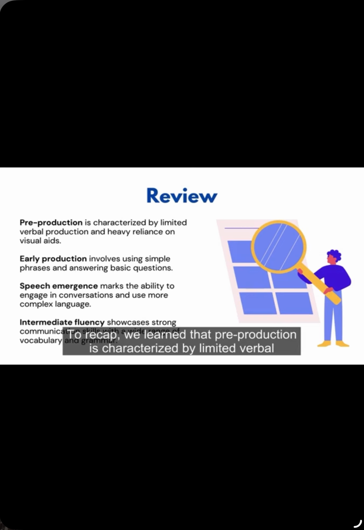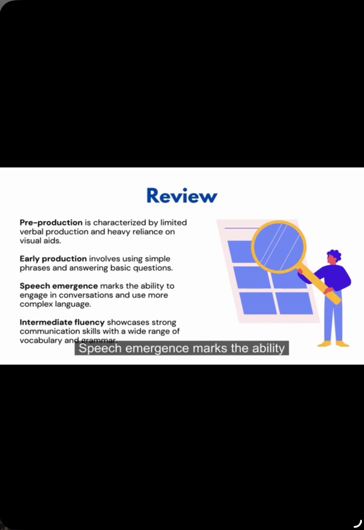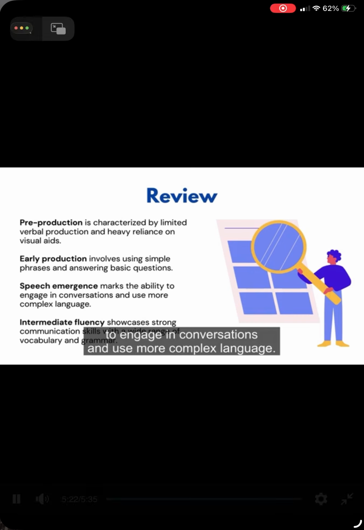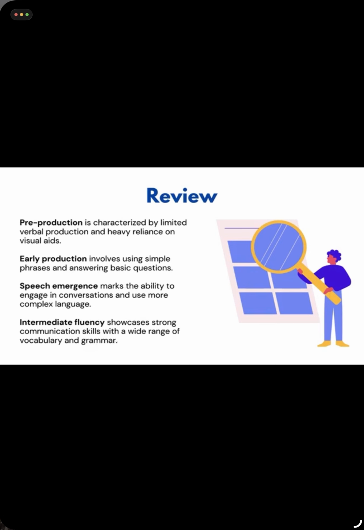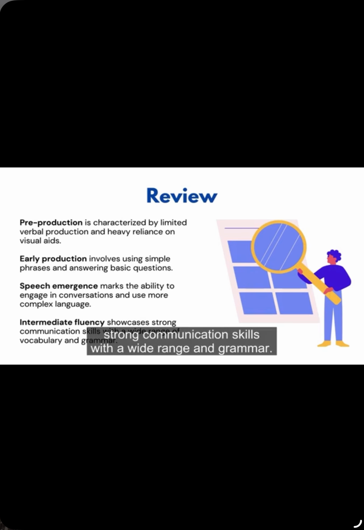To recap, we learned that pre-production is characterized by limited verbal production and heavy reliance on visual aids. Early production involves using simple phrases and answering basic questions. Speech emergence marks the ability to engage in conversations and use more complex language. Finally, intermediate fluency showcases strong communication skills with a wide range of vocabulary and grammar.